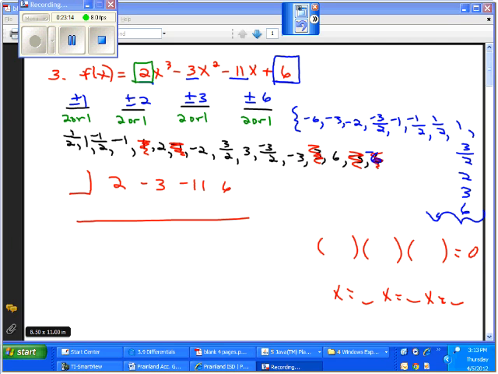So what we're going to do is just pick one, okay? I'm just going to start with this and say, well, 1 was one of the possibilities, so I'm just going to stick it in there. We're going to do synthetic division. Now, remember when we do synthetic division, we bring down, and then we multiply 1 times 2, right?